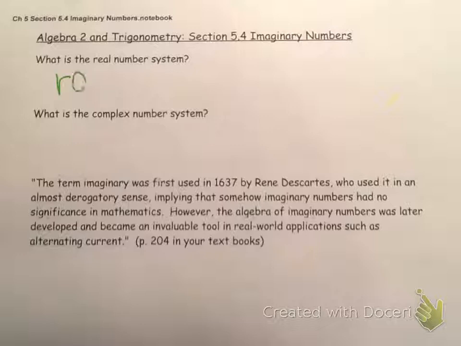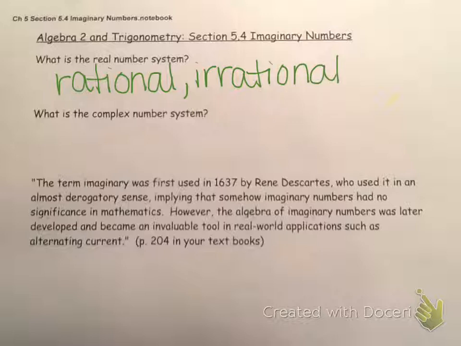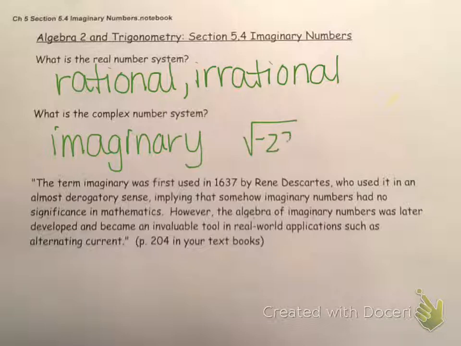We have rational numbers and irrational numbers. But there's another number system called the complex number system. The complex number system also has imaginary numbers. Imaginary numbers are numbers under square roots. So, for example, we had the square root of negative 23 in the last section. That's imaginary numbers.